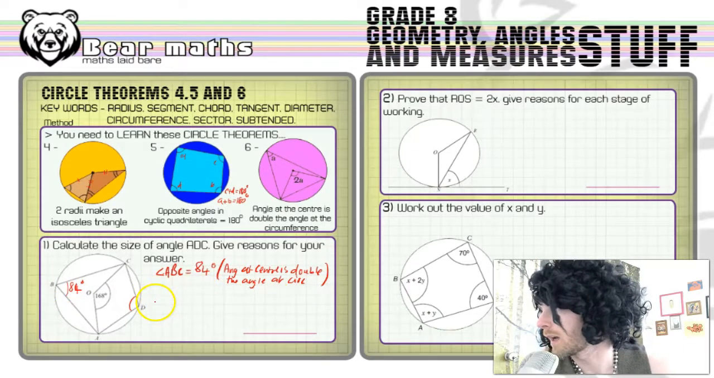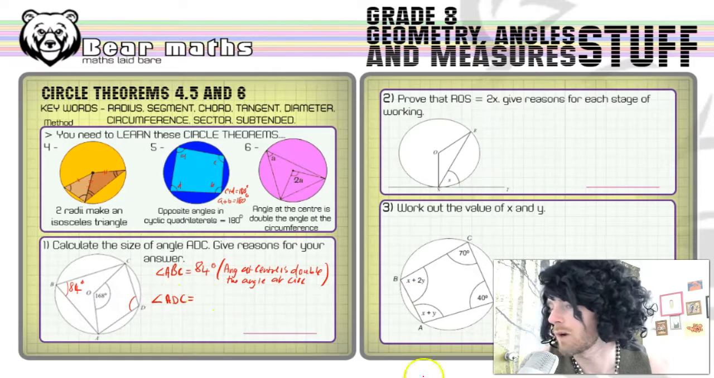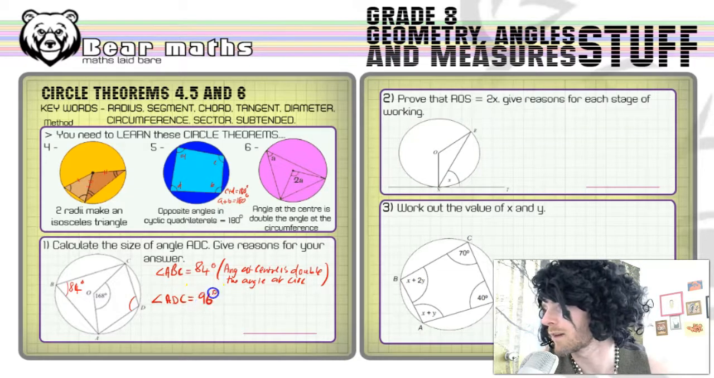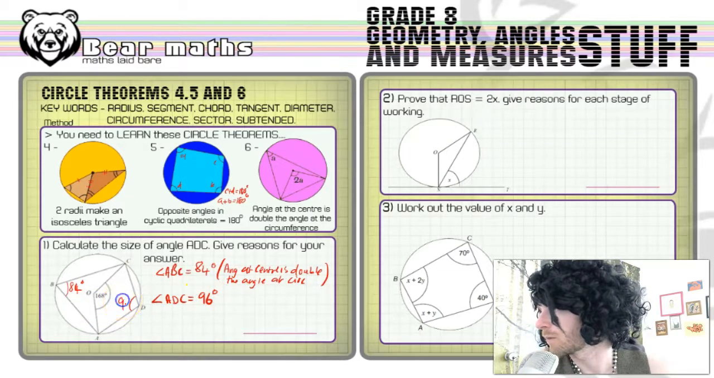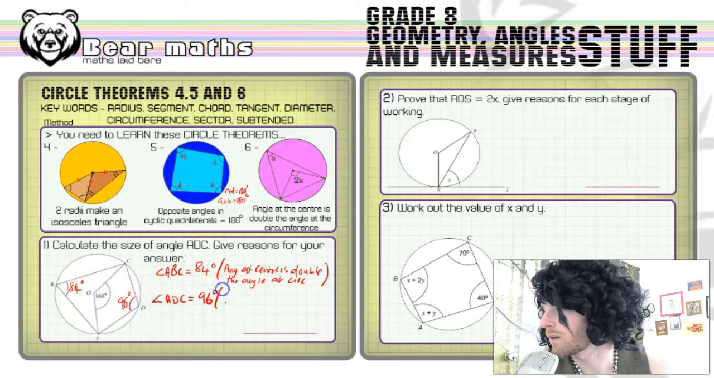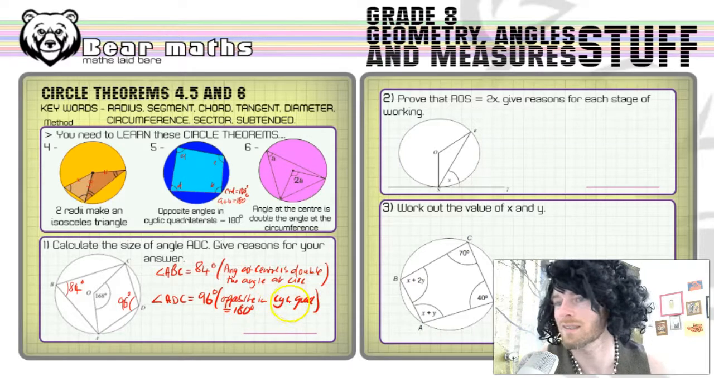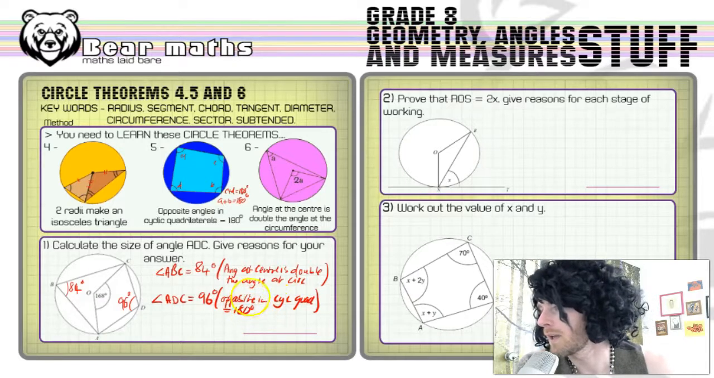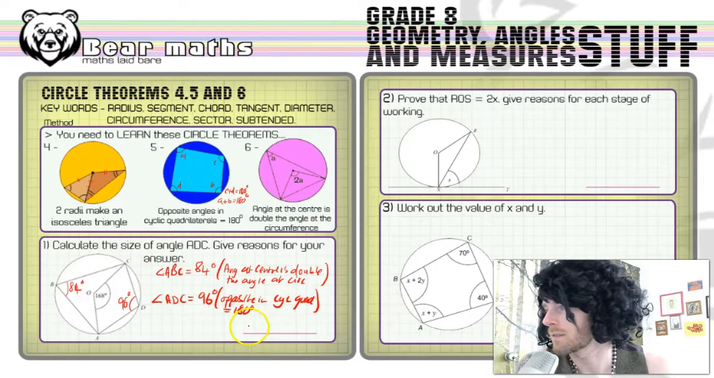Then we're going to use the other angle facts that I've mentioned. So angle ADC equals 180 minus 84, so 96 degrees. Could use a calculator if you want, but 96 degrees is what that one's going to be. And that is because opposite angles in cyclic quadrilaterals equal 180 degrees. Now, a lot of people get this mixed up with them being the same. I'm not sure why. But yeah, opposite angles in cyclic quadrilaterals equal 180 degrees. And we've got our answer. There it is. Okay, so ADC equals 96.